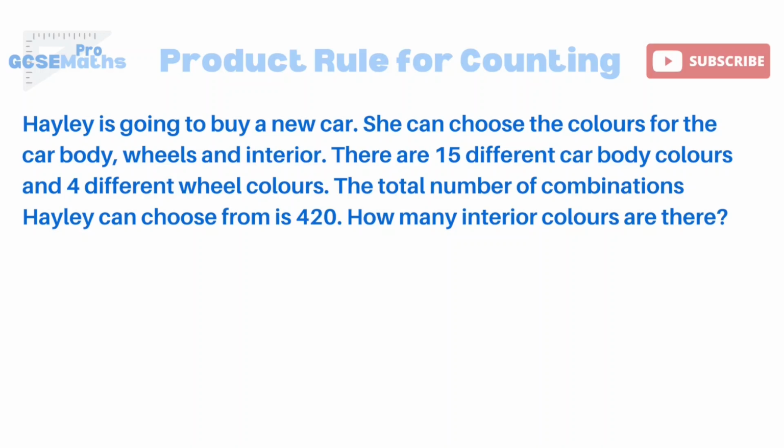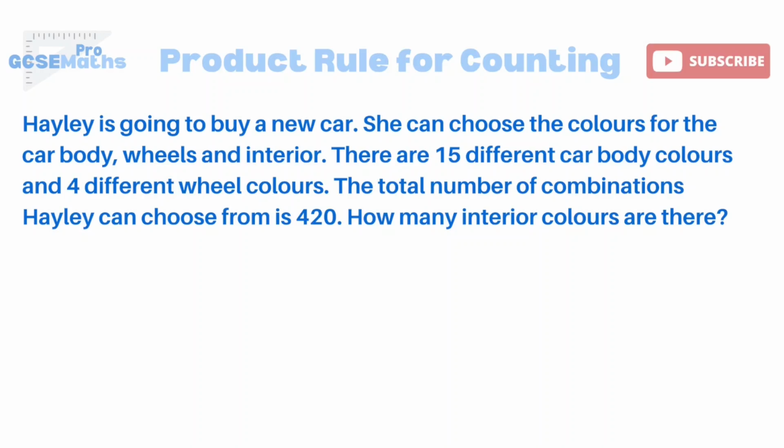She can choose the colours for the car body, wheels and interior. There are 15 different car body colours and 4 different wheel colours. The total number of combinations Hayley can choose from is 420. So how many interior colours are there?